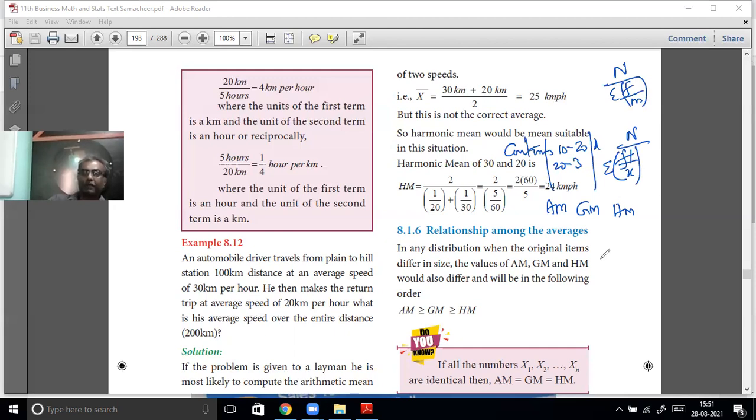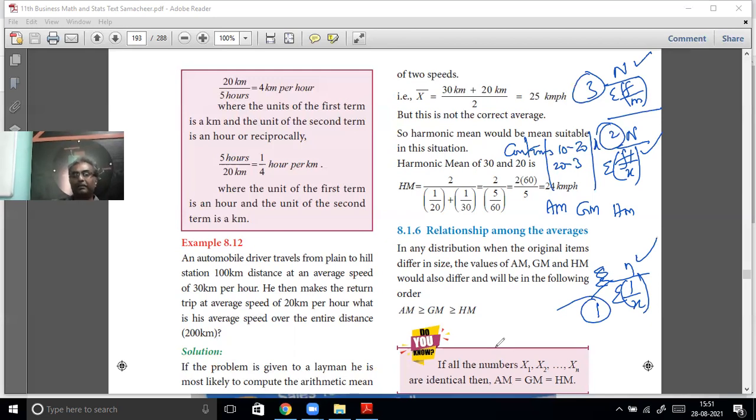First formula is the straightforward formula, n by sigma 1 by x. This is a straightforward direct formula. This is the frequency with discrete distribution formula. This is the frequency with continuous distribution formula. This is formula number 3, this is formula number 2, this is formula number 1. There are only 3 ways you can do it.